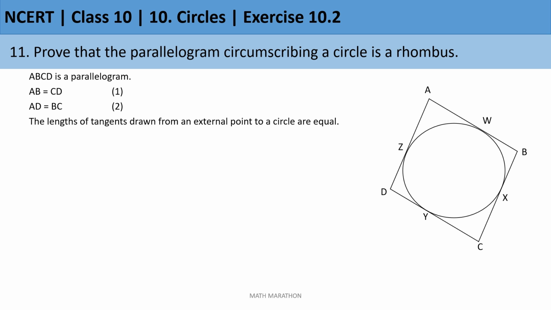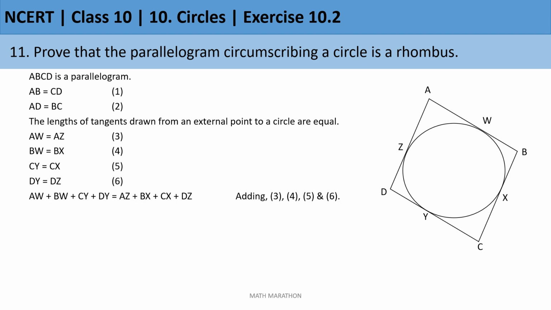The lengths of tangents drawn from an external point to a circle are equal. So, AW is equal to AZ, BW is equal to BX, CY is equal to CX, and DY is equal to DZ. Let us add the above four equations. AW plus BW plus CY plus DY is equal to AZ plus BX plus CX plus DZ. I have rearranged DZ. Please see the picture.